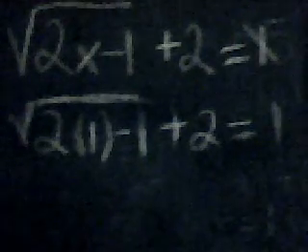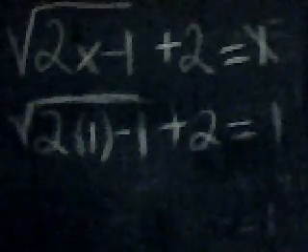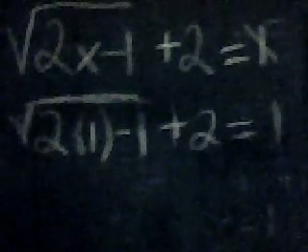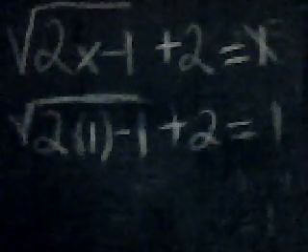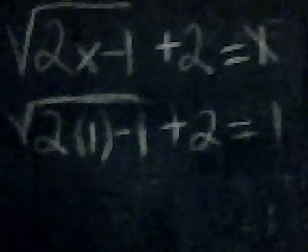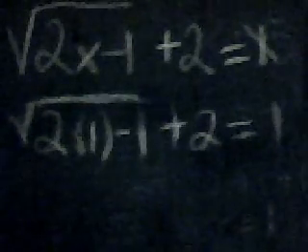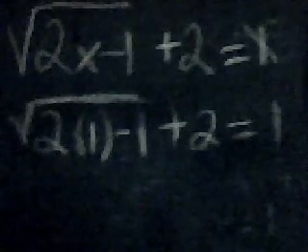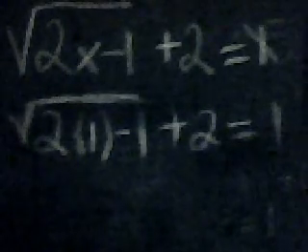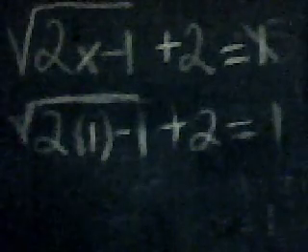Please remember that you must perform a mandatory check, meaning you will plug in each answer into your original equation. For a mandatory check, we must plug in the two values of x into the original equation, which was the square root of 2x minus 1 plus 2 equals x. Remember that our two values for x were 5 and 1. So here we plugged in the value of 1 instead of x.